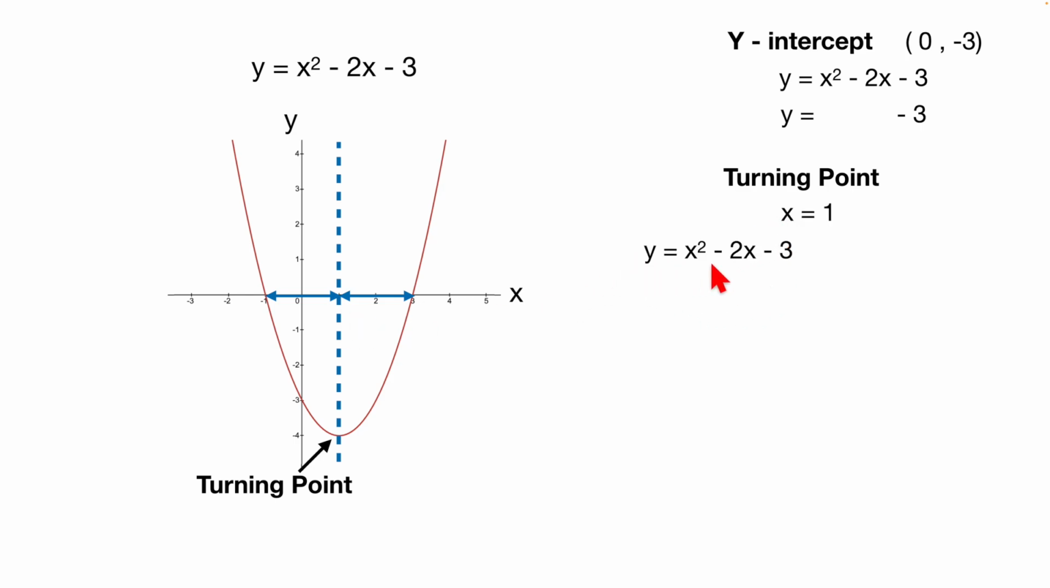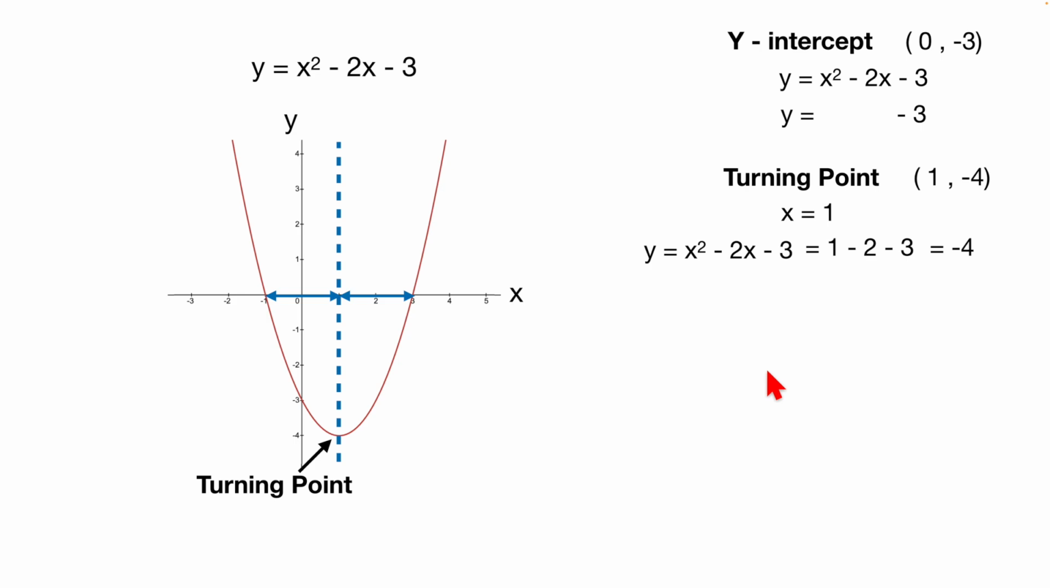We also know that this equation is true for every point on the curve, therefore it's true for the turning point. So I can put 1 into here, and that will give me 1 squared, minus 2x is minus 2, minus 3. That equals minus 4. So as you might have guessed, this point here is (1, minus 4). That's the turning point. That's worth a couple of marks.